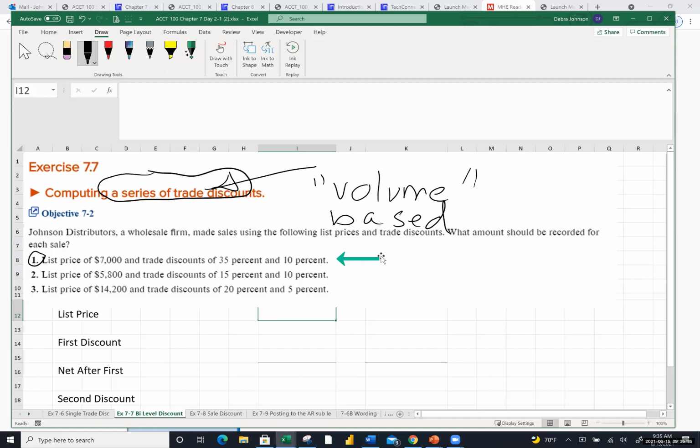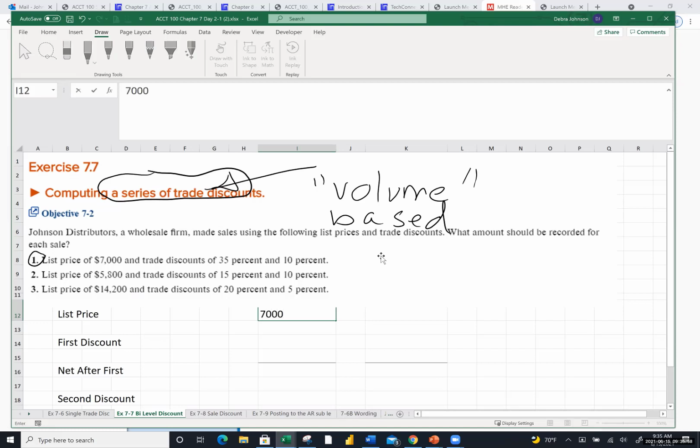It says that first take 35% off the list. And then after we get the net amount of that, then you can take the second 10%. It's not 45% off the top. It's 35% off the list and then an additional 10% off the net. Let's just do one and get rid of the complicated words.